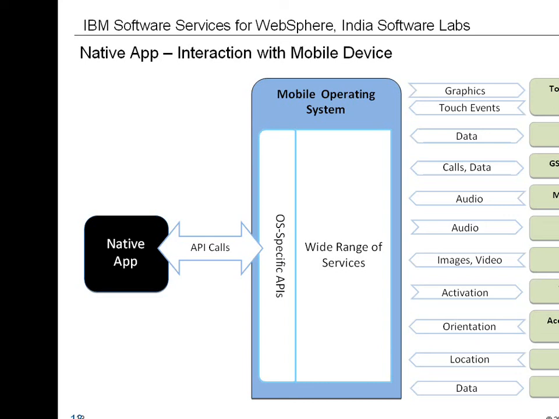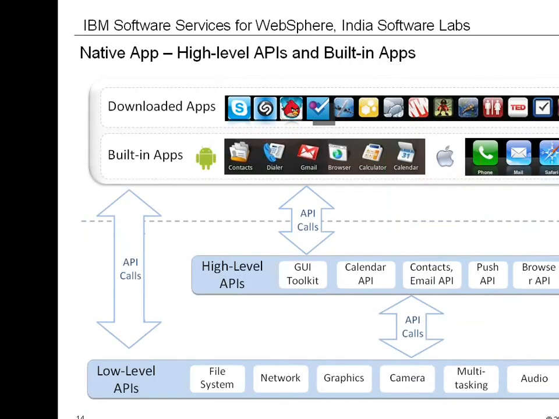So in addition to providing the low-level hardware access services we just saw, the mobile operating system also provides higher-level services that are important to the personal mobile experience and made available to the user. For example, browsing the web, managing a calendar, contacts book, photo album, and of course, the ability to make phone calls or send and receive text messages. So if you see at the bottom, these are the low-level APIs which we saw. And then there is a set of high-level APIs ranging from GUI Toolkit, Calendar API, Contacts, Push, Browser, and many more.